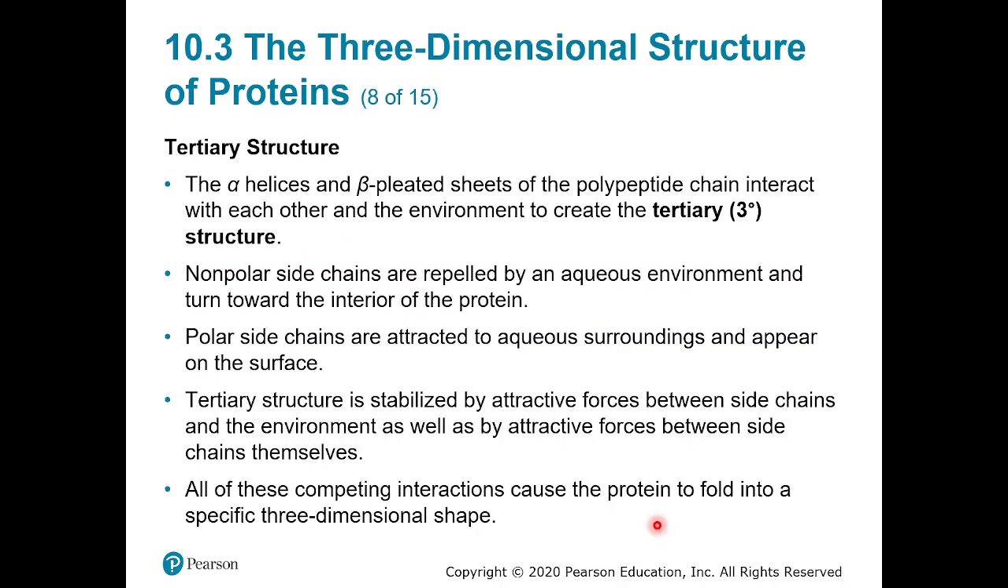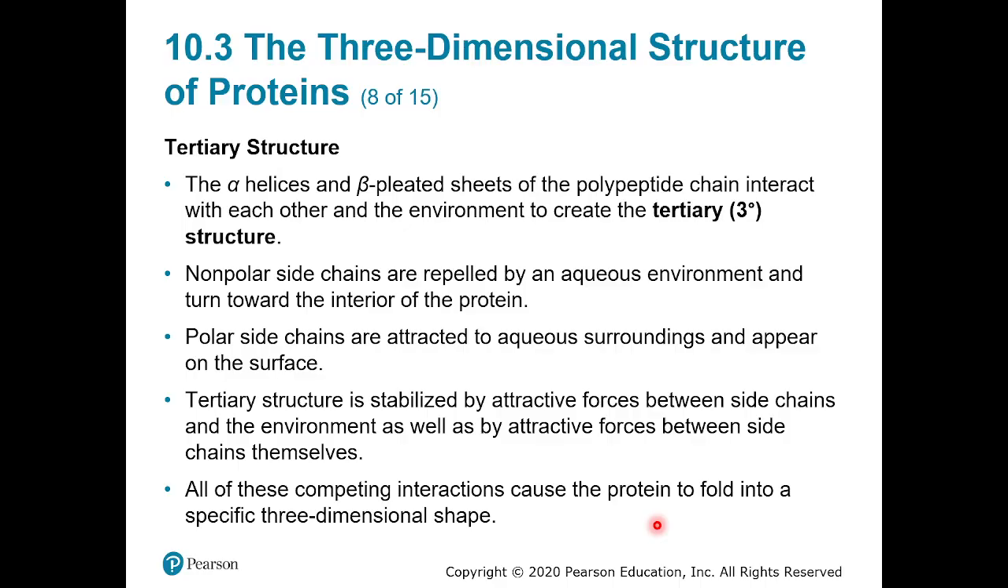Okay. Let's talk a bit more about the tertiary structures now. So the alpha helices and beta-pleated sheets of the polypeptide chain are going to interact with each other in the environment to create what's called the tertiary structure. And so the tertiary structure is that three-dimensional structure of a single polypeptide. Okay? Now, some proteins are assembled of multiple of these. And so that's going to be the next step up, where we have multiple chains that associate together. But if you only have one chain, all you have is the tertiary structure right here. Okay? And that's as far up as it gets.